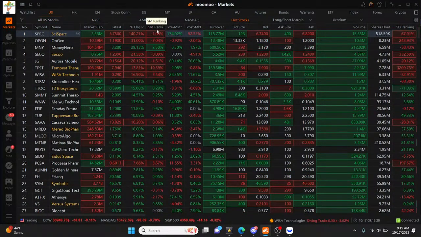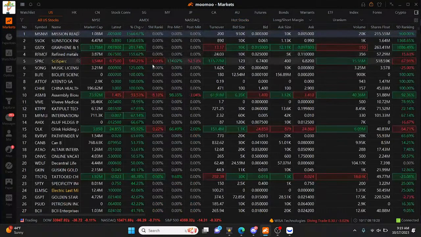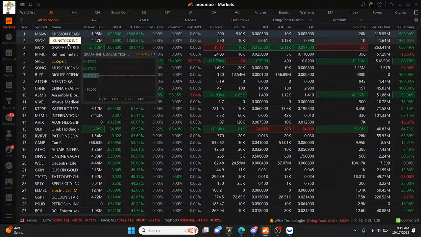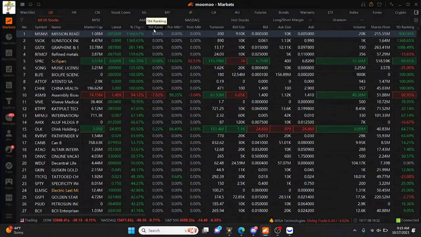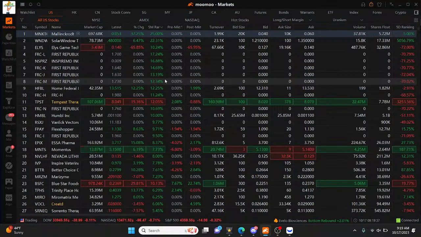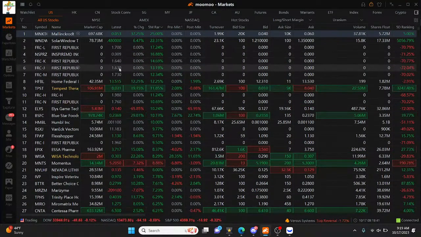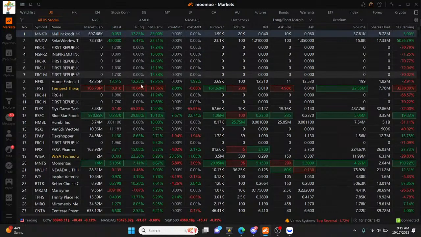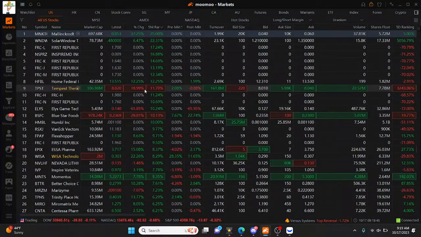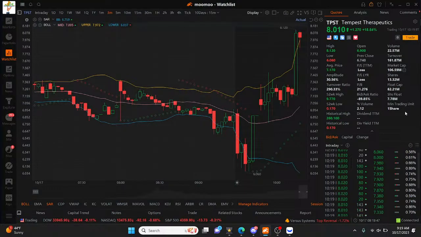We won't hide stocks. All stocks. The bad thing about going to all stocks, guys, you're gonna get some bullshit like this. OTCs and all that, when you hit all stocks. You guys can see here, you get a lot of that unnecessary stuff. But TPST looking as though we're gonna take a swing at it, man.